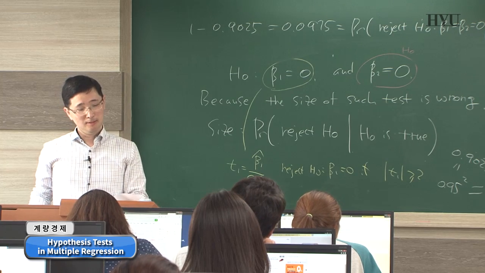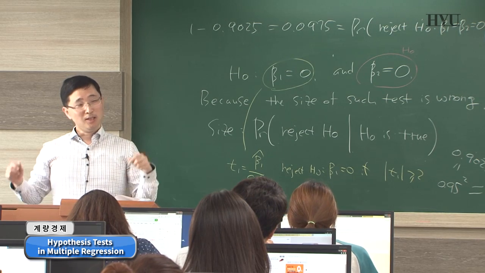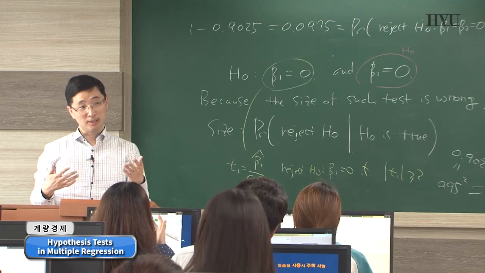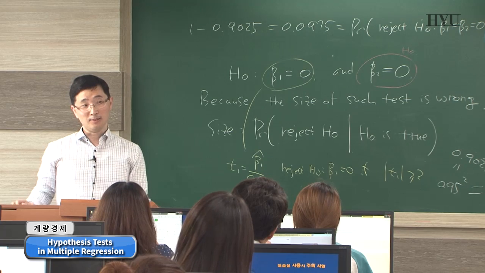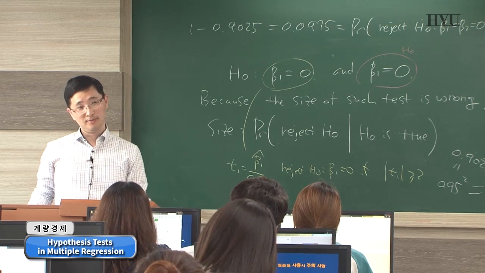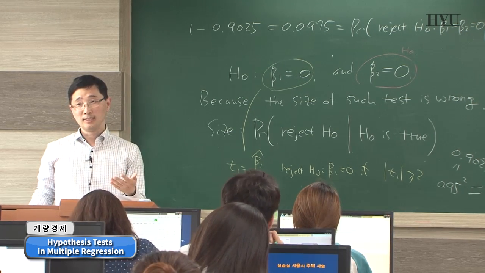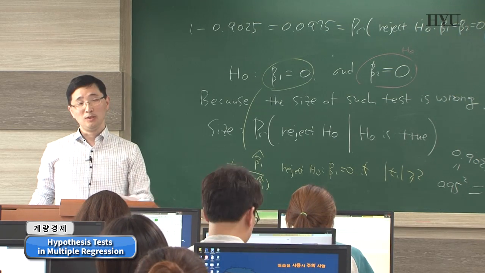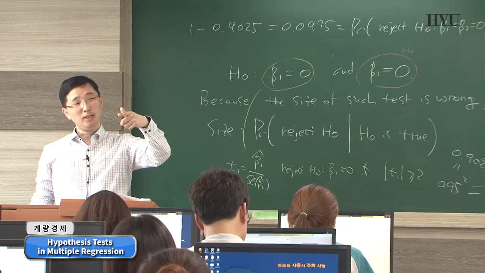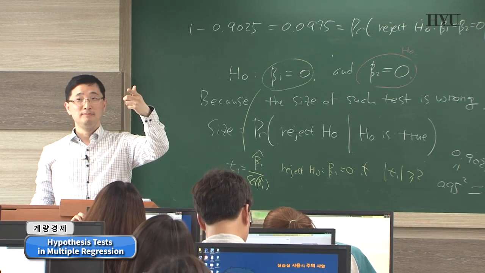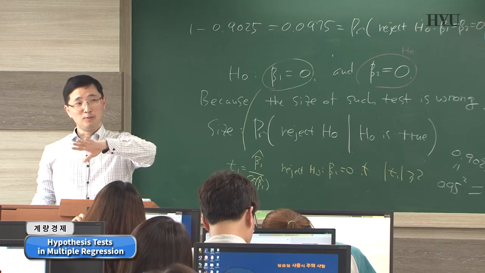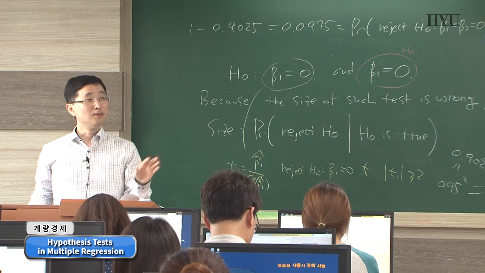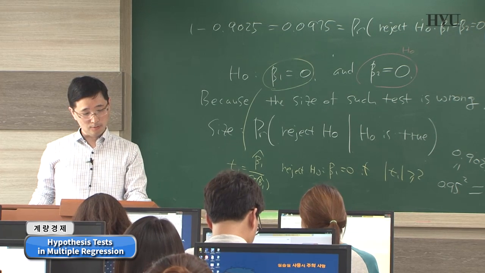So the moral of this story is this. We initially would like to have a test with 5% size, 5% type 1 error. We end up having a test of about 10% size. So the probability of making a type 1 error becomes double. You intend to make 5 mistakes out of 100, you end up making 10 out of 100. It's kind of riskier, okay? So that's why we don't want to do that.